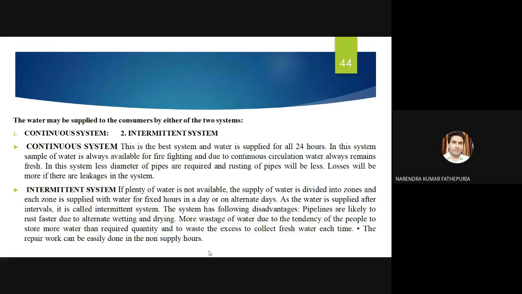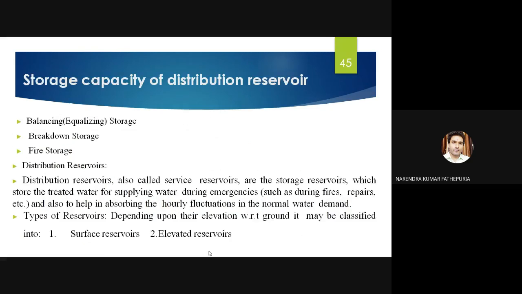Okay, these are some disadvantages and advantages of the intermittent system. More wastage happens due to the tendency of people to store water, as I told you. They have to collect the fresh water each time, and the repair work can be easily done.